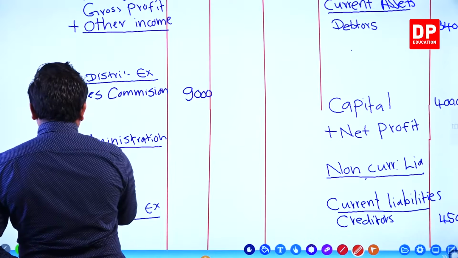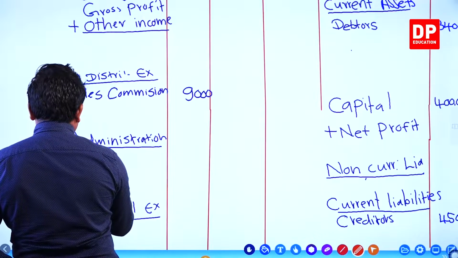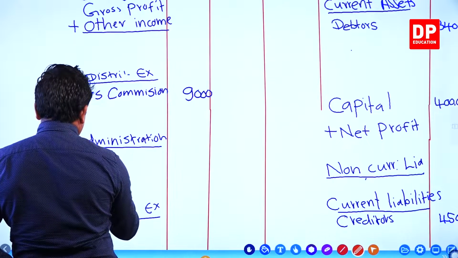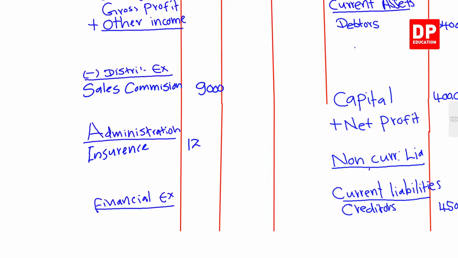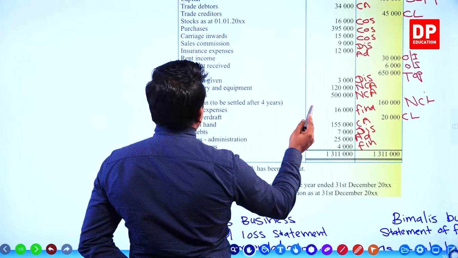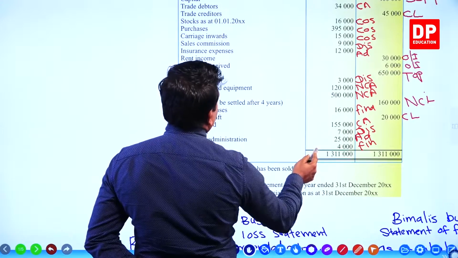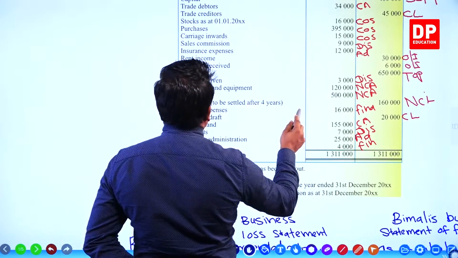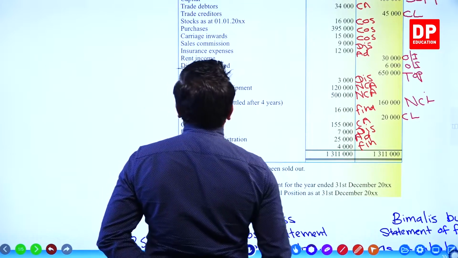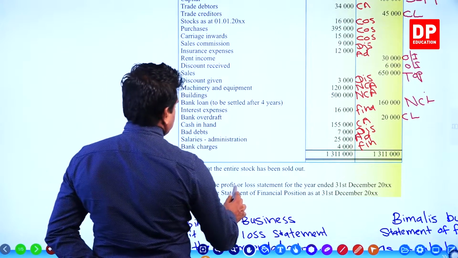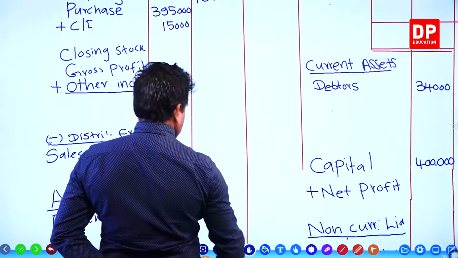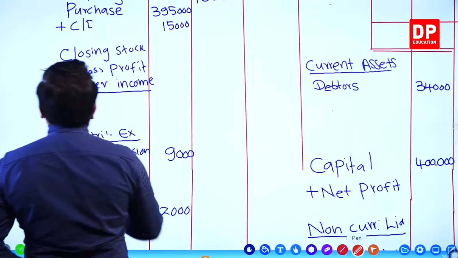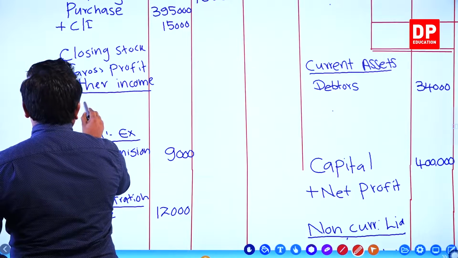Insurance expense 12,000. Now rent income, it's another income. Discount received also other income, right? Rent income 30,000, discount received 6,000.